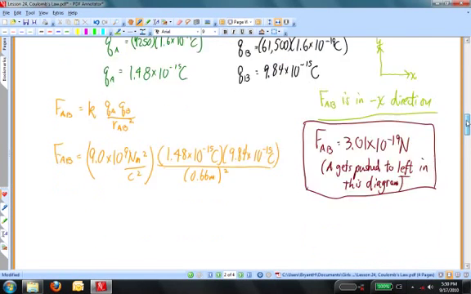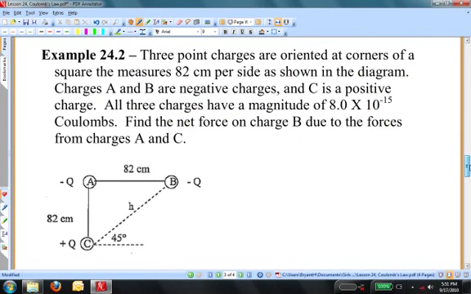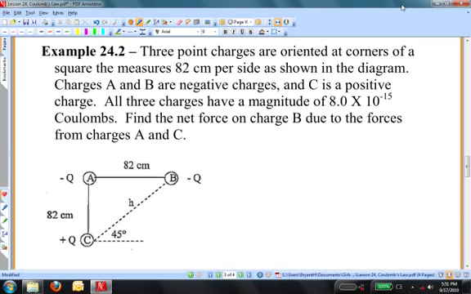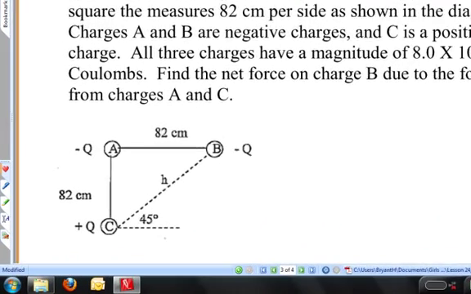Let's move on to another. Example 24.2. Three point charges are oriented at corners of a square that measure 82 centimeters per side, as shown in the diagram. Charges A and B are negative charges, and C is a positive charge. All three charges have a magnitude of 8.0 times 10 to the negative 15th coulombs. Find the net force on charge B due to the forces from charges A and C.